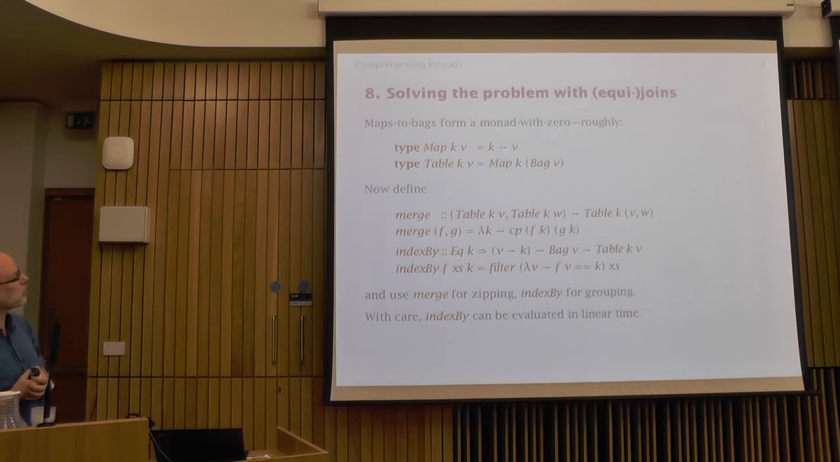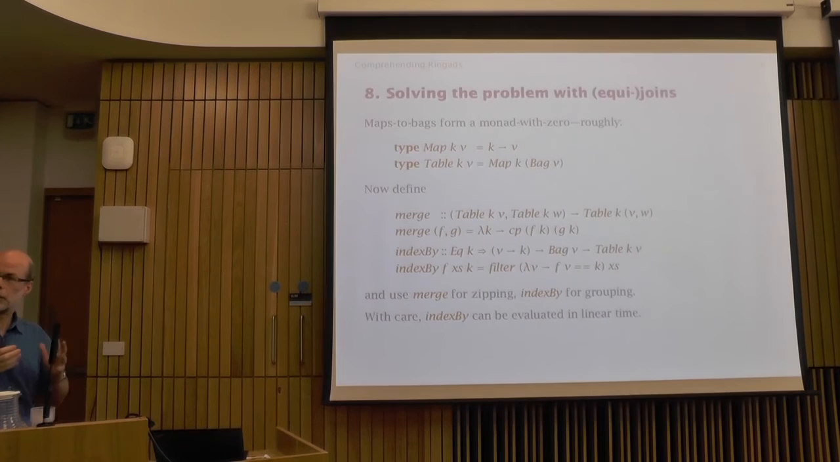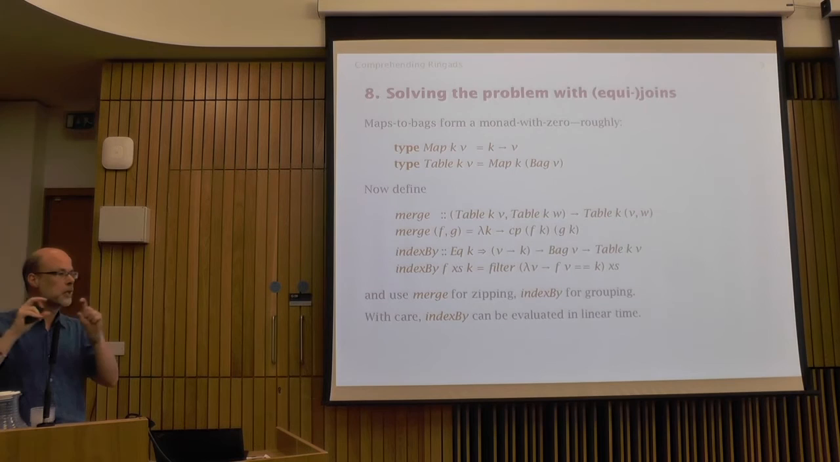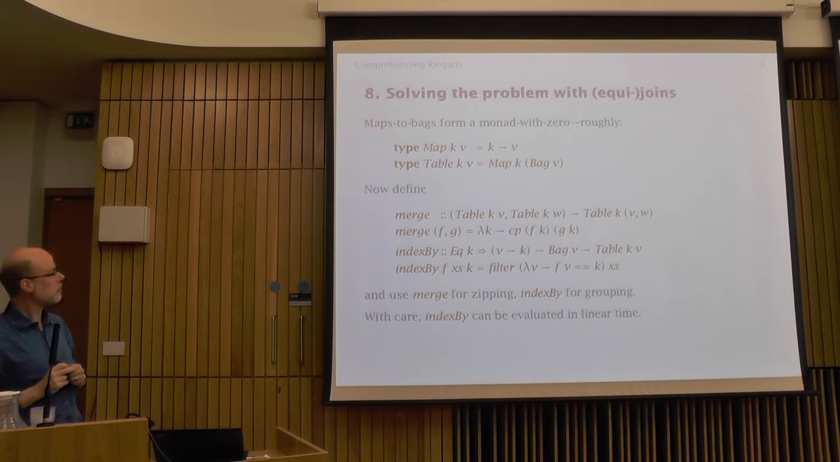For now, I'm going to define two functions, one called merge and one called indexBy, which are going to fulfill the requirements for the grouping comprehension. What merge does is take a k-indexed collection of v's and a k-indexed collection of w's and match up the v's and w's to make a k-indexed collection of pairs. For each k, you get the sub-collection of v's for that k and the sub-collection of w's for that k, and you form a little Cartesian product on a given k. And what indexBy does is take a bag of v's and partition it into a k-indexed bag of v's. If you can work out a k for each v, and you've got one big bag of v's, you just split it up.